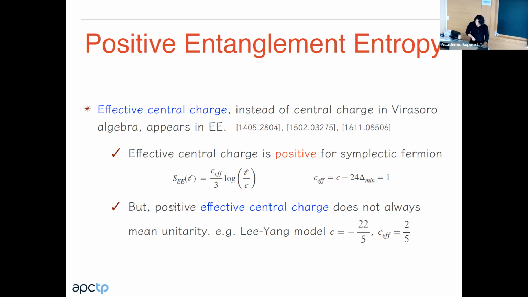So what do I mean? You cannot say that a positive effective central charge implies unitarity, because the Lee-Yang model also has a negative central charge, but the effective central charge is positive. But we know that Lee-Yang is non-unitary.